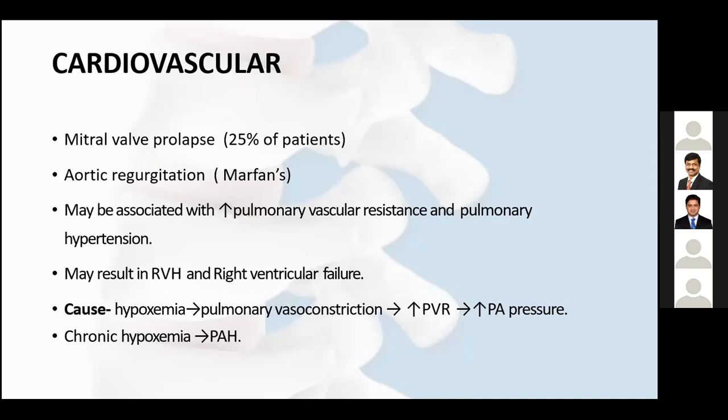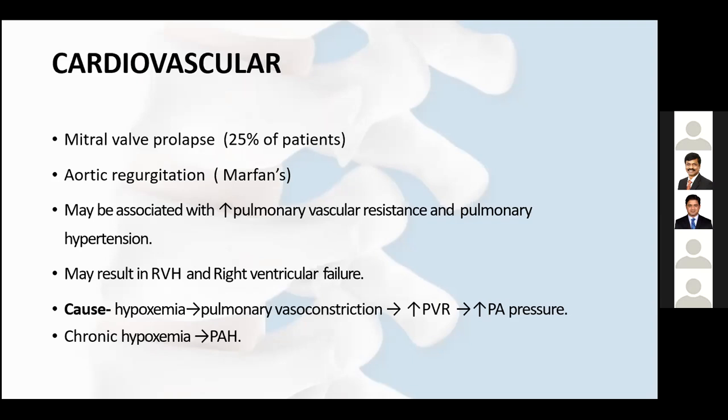And because of the hypoxia, pulmonary vasoconstriction occurs and the pulmonary vascular resistance increases, and this can end up in increased pulmonary arterial pressure. Okay. And it can also result in right ventricular hypertrophy and right ventricular failure.